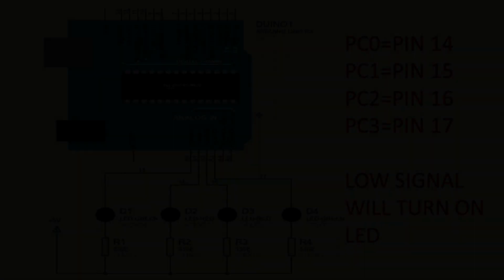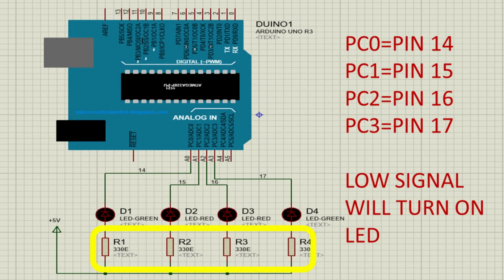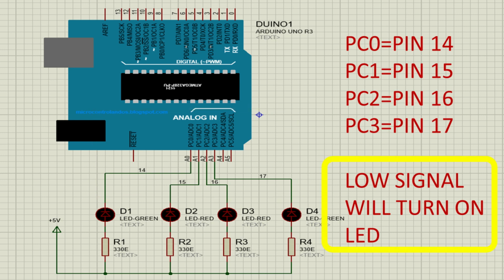Let's get started by connecting the LEDs and resistors according to the circuit diagram. Here the anode of all LEDs is connected to the resistor and the other end of the resistors is connected to the 5 volt. And the cathode of LEDs is connected to pins 14, 15, 16, 17. If we give a low signal from Arduino Uno, the LED will turn on.